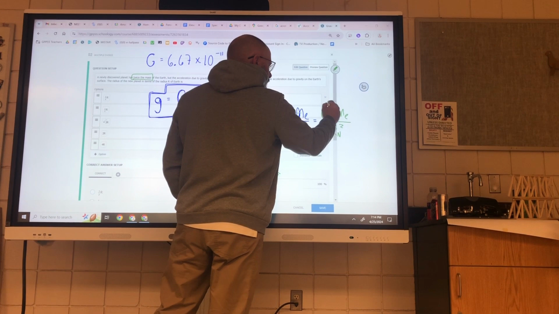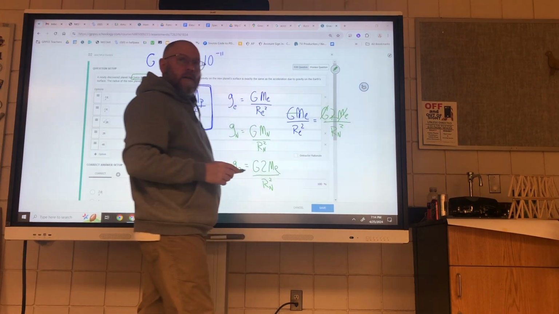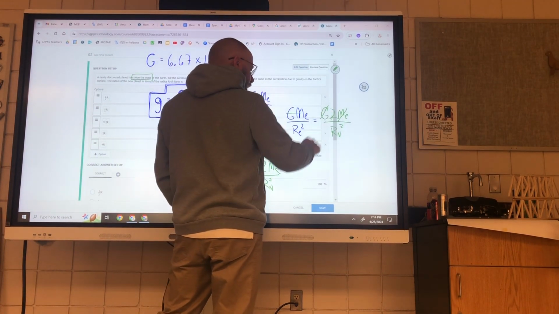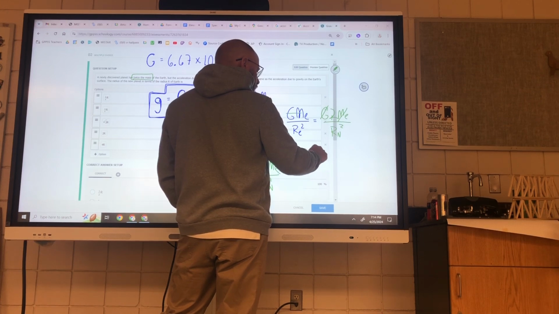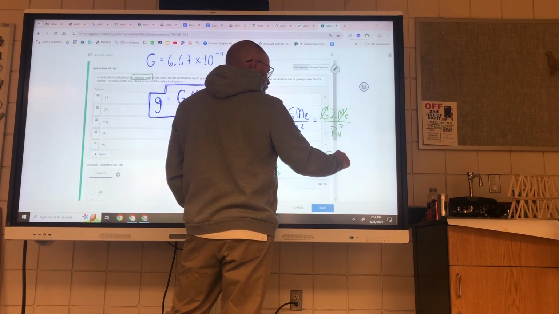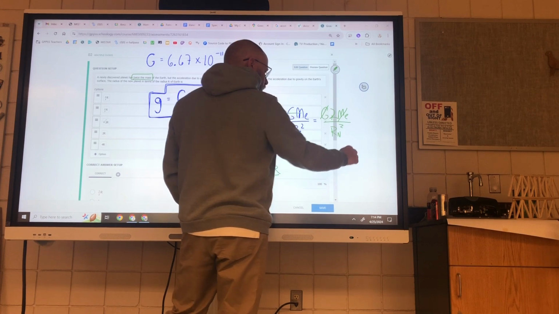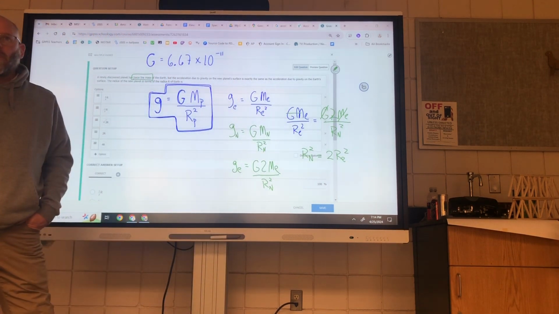Basically we have this and this, yeah? So I'm going to just flip this over here, so I have the radius of the new planet squared is equal to 2 times the radius of the Earth squared. You guys see how I solved that?